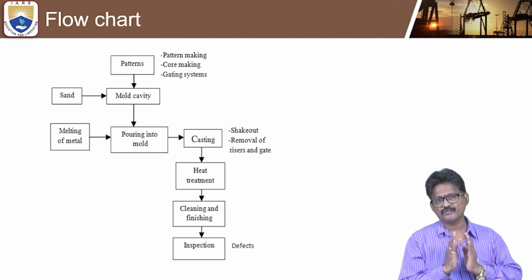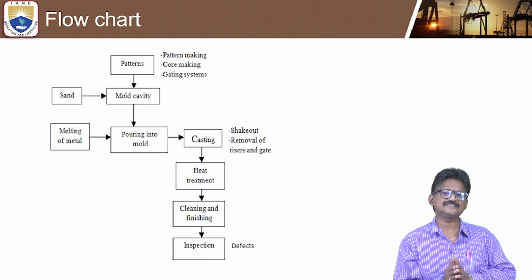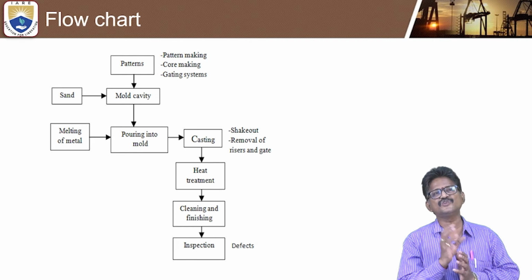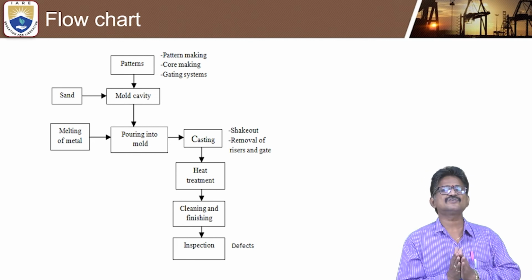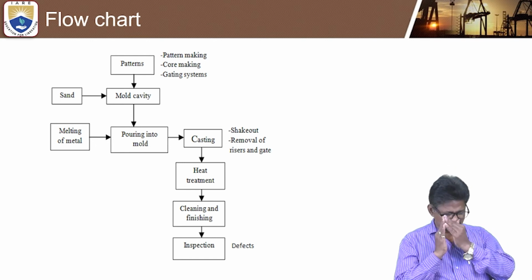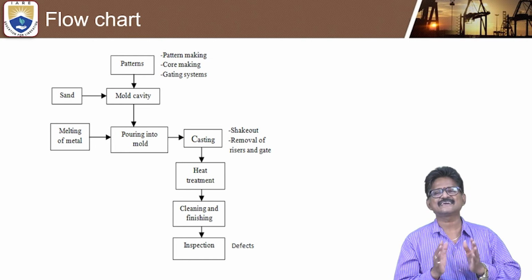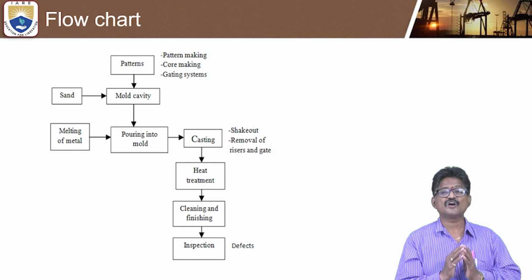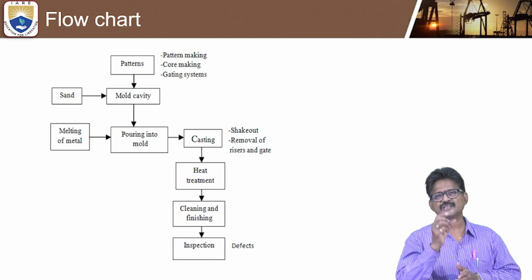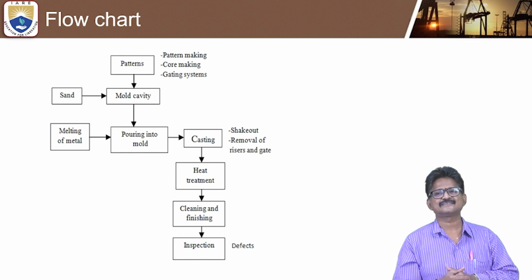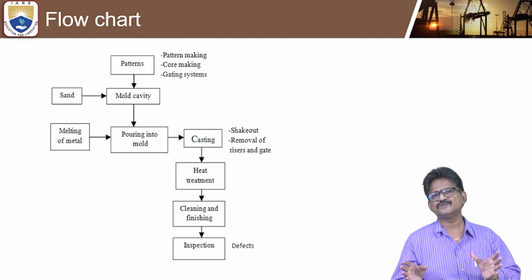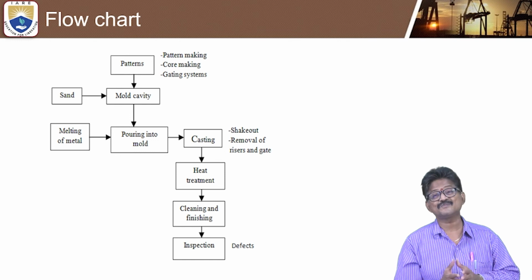Once pouring the molten metal is finished, we should give some solidification time to get a better, sound casting. Once the solidification time is over, shake out or shot blasting can be used for removing the risers, ingates, and runners. Once they are removed, you can use a heat treatment process.